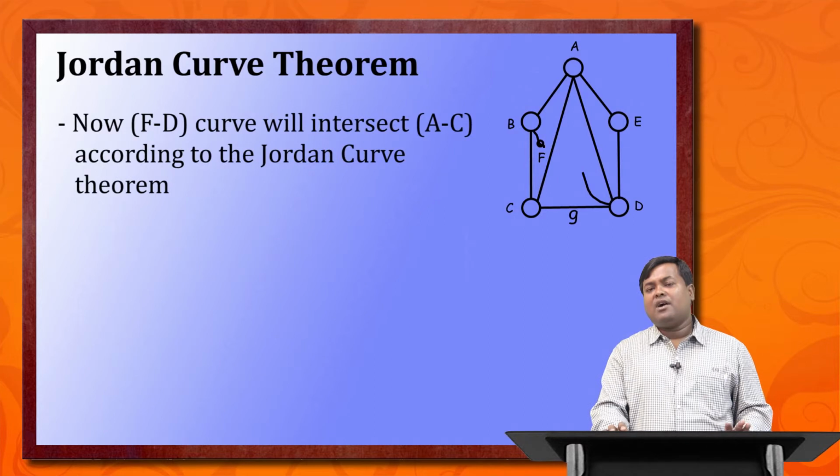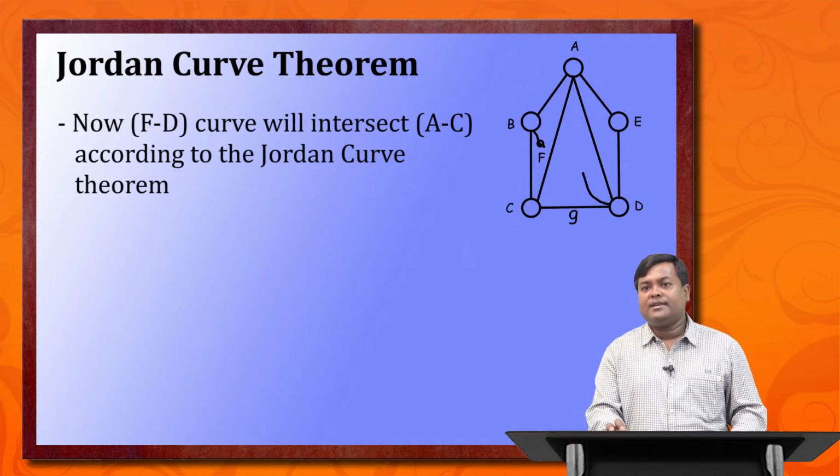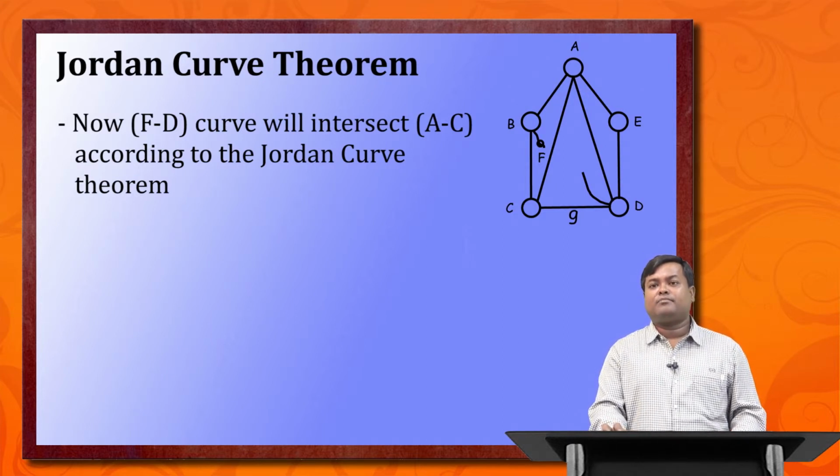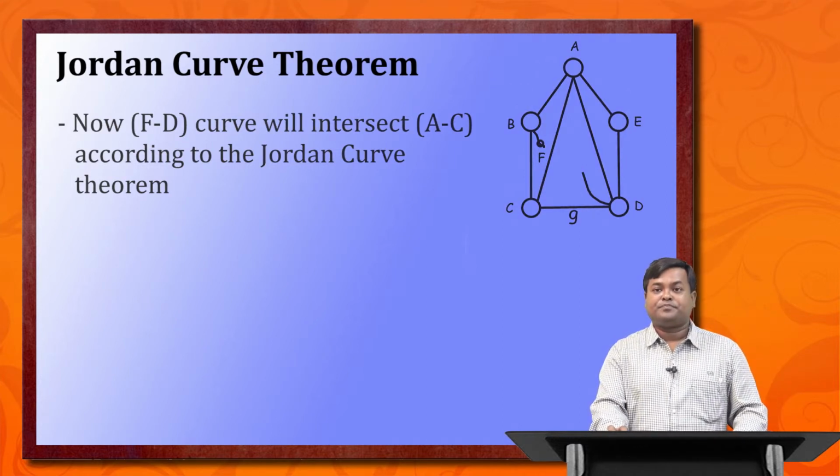Now if we try to apply the Jordan theorem, we can see that F is a point which is inside the closed Jordan curve ABC, and D is another point which is outside the closed Jordan curve ABC. So if we connect F and D, that particular edge will definitely intersect with AC. So for case 1, definitely there will be edge crossing, right? So now the FD curve will intersect AC.